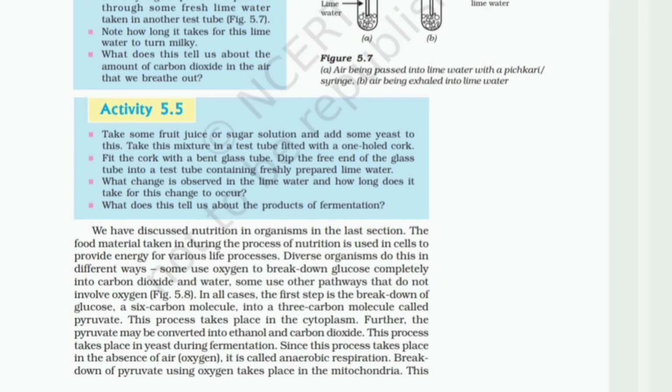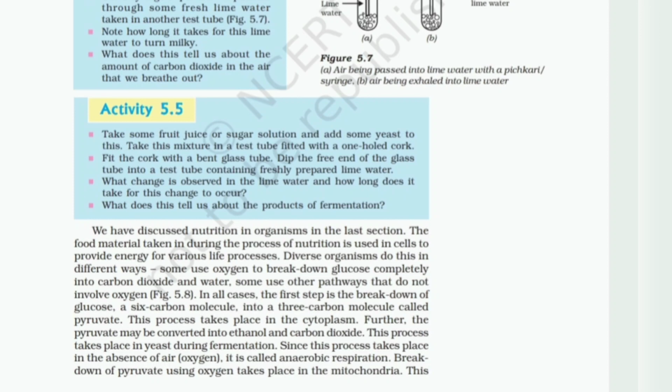Figure 5.8. In all cases, the first step is the breakdown of glucose, a 6-carbon molecule, into a 3-carbon molecule called pyruvate. This process takes place in the cytoplasm. Further, the pyruvate may be converted into ethanol and carbon dioxide. This process takes place in yeast during fermentation. Since this process takes place in the absence of air, oxygen, it is called anaerobic respiration.